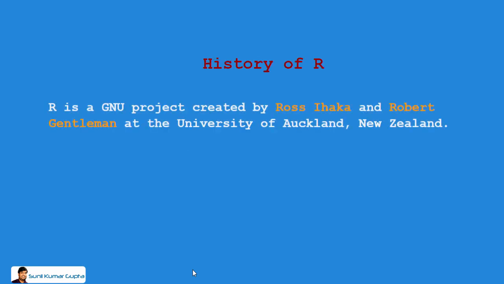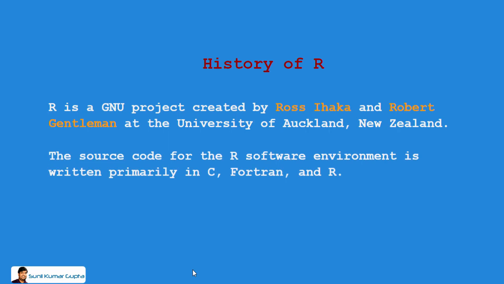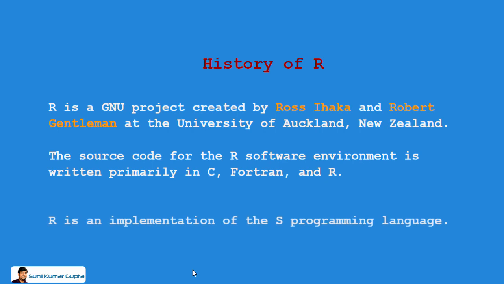So, a little history of R. R is a GNU project created by Ross Ihaka and Robert Gentleman at the University of Auckland, New Zealand. It's an open source project, so anyone can use it. It's free of cost. The source code of the R software environment is written primarily in C, Fortran, and R. And R is an implementation of the S programming language. The S programming language was used to analyze data and for graphical representation of data for all the statistics work.